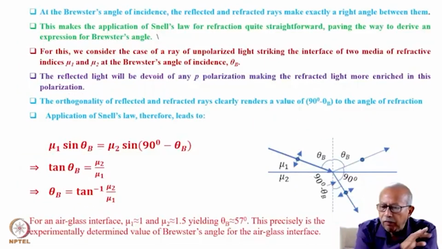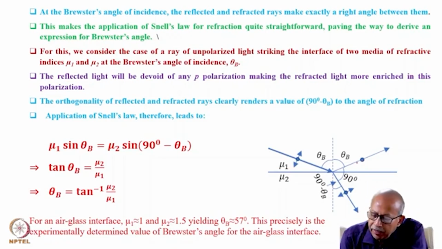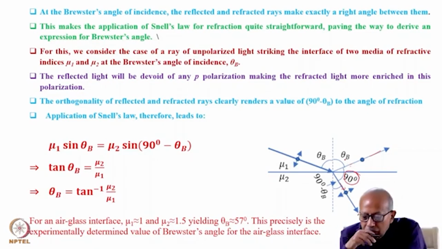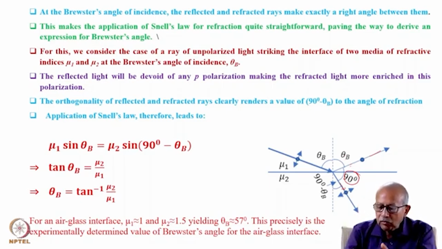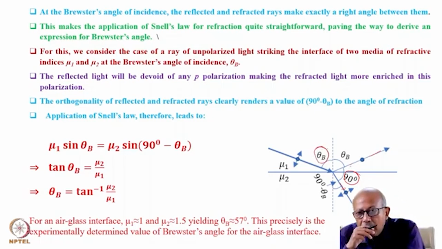Another remarkable observation is that at Brewster angle of incidence, the angle between reflected, this is the reflected ray and this is the refracted ray, the angle between them is 90 degree. They make an angle of 90 degree between them. So let us now apply Snell's law and try to find out an analytical expression of this Brewster angle.